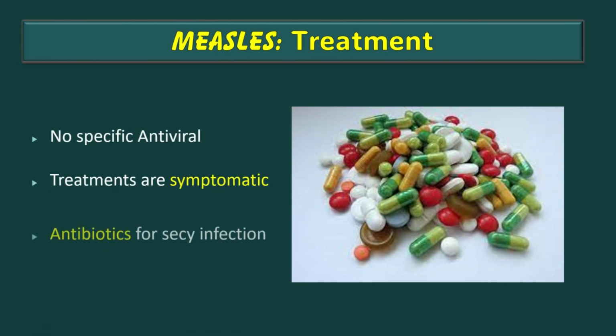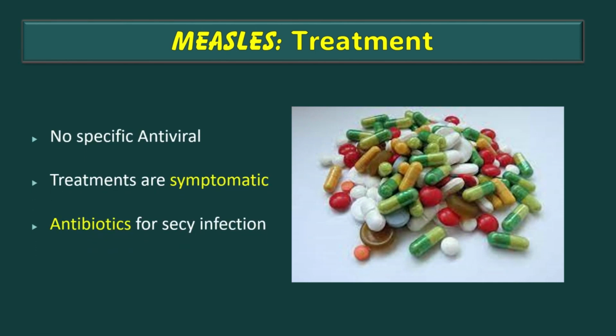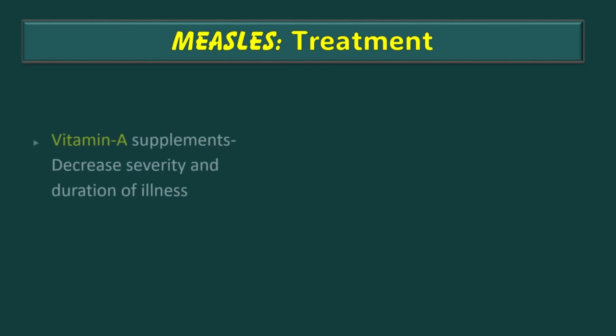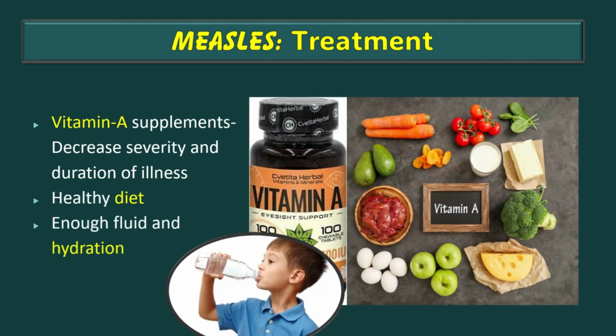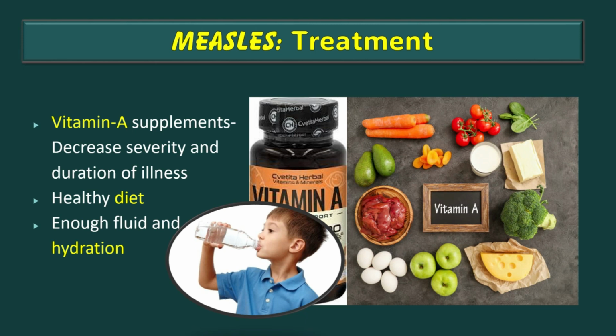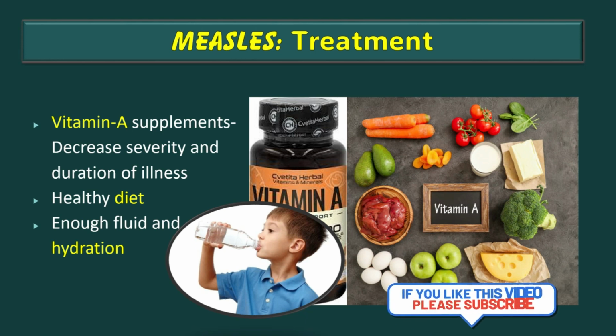Treatment: there is no specific antiviral treatment for measles. Treatments are mainly symptomatic. If diarrhea occurs, treatment should be given accordingly, and if vomiting, antiemetics, and antibiotics for severe secondary infection mainly. Vitamin A supplement is necessary to decrease the severity and duration of illness. There should be a healthy diet, mainly containing vitamin A, which is very helpful, and enough fluid and hydration to be maintained by taking water and ORS.